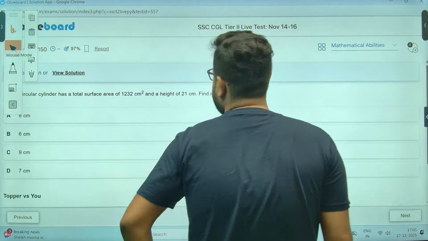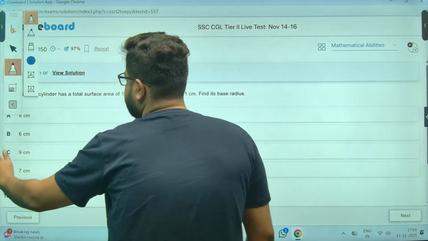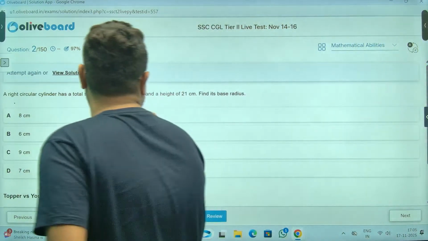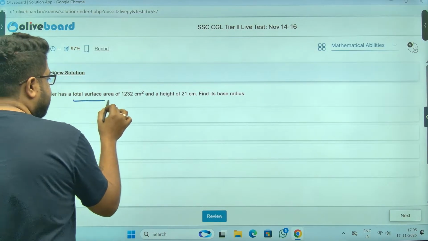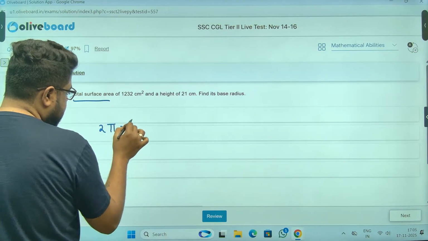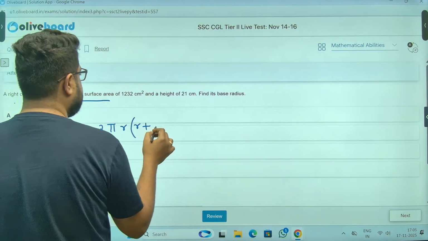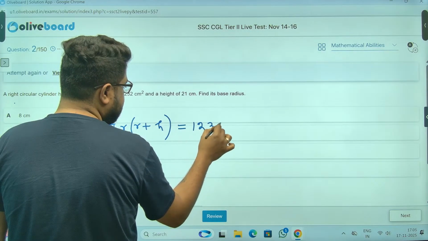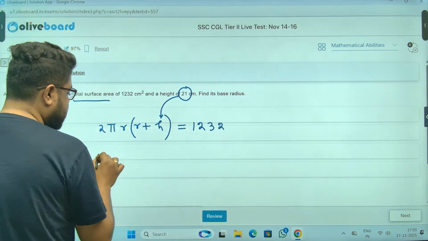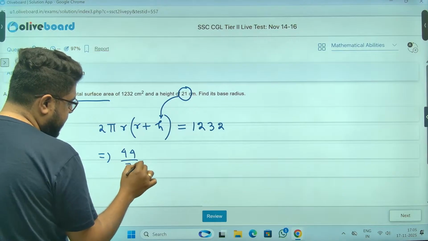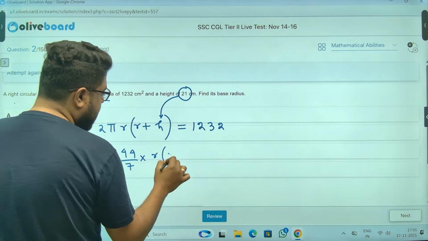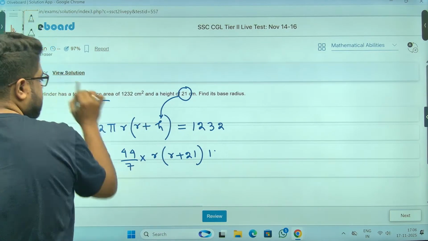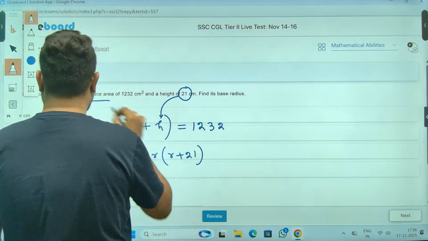Moving on to the next one. A right circular cylinder has a total surface area given, height given, and we need the base radius. Total surface area is 2 pi r into r plus h. So the cylinder has 1232, height is 21. Just put it there. So this is 44 by 7 into r plus 21, which is equal to 1232.